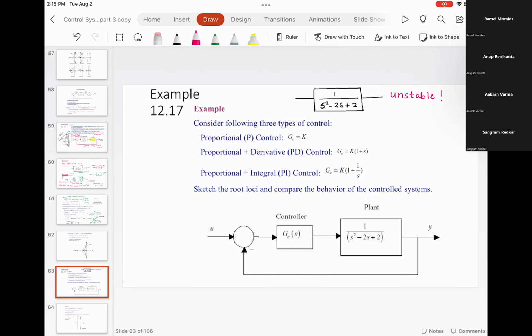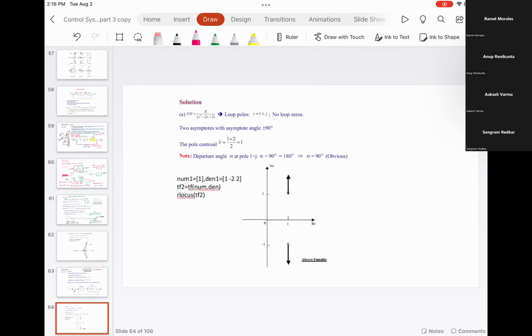And we have maybe three types of controllers. We have a proportional controller, a proportional plus derivative controller, and a proportional plus integral controller. Now, what can we do? What type of control do we need to choose so that the system is controlled? We are not trying to be super strict. We are not specifying any performance specifications right now. I just want to control the system. These are the three controllers that are given to us. Now, how do we actually come up with the controller design?